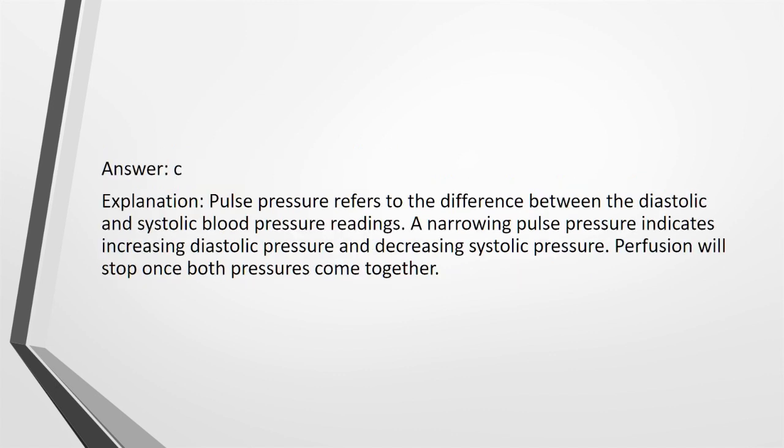Answer: C. Explanation: pulse pressure refers to the difference between the diastolic and systolic blood pressure readings. A narrowing pulse pressure indicates increasing diastolic pressure and decreasing systolic pressure. Perfusion will stop once both pressures come together.